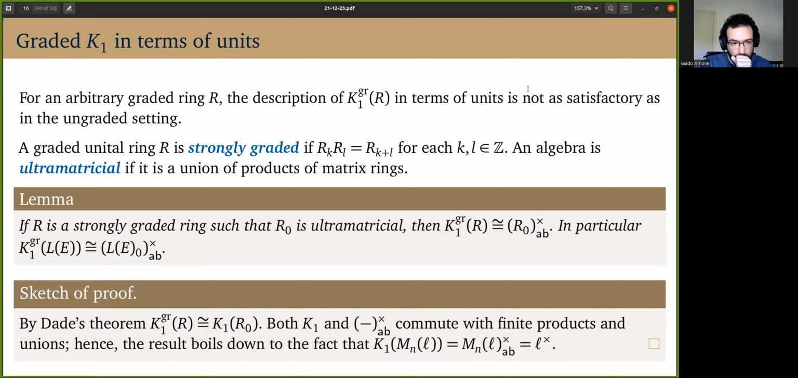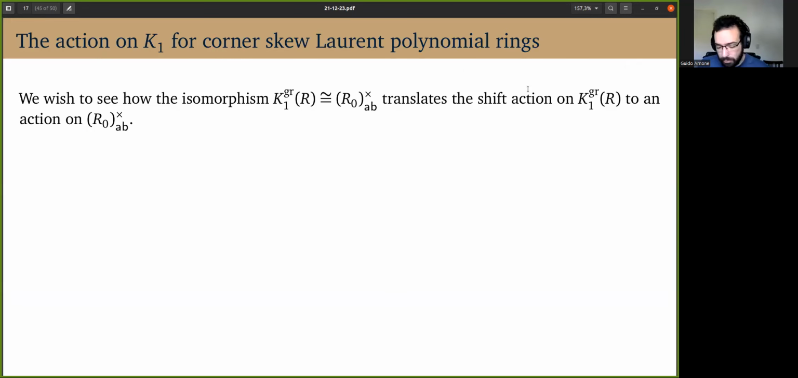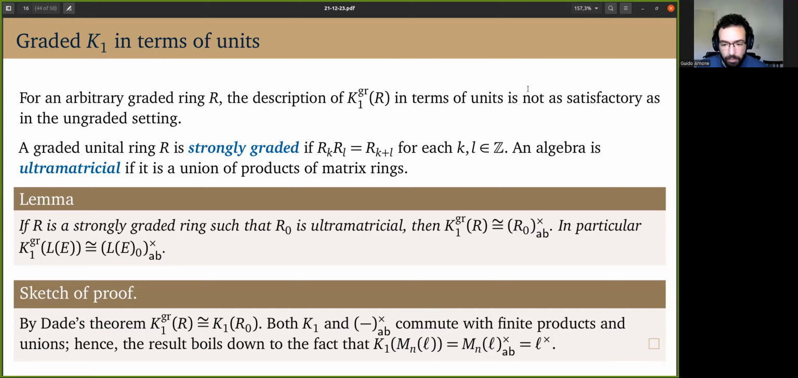Okay, but now this is a group, right? I mean, let me go back for a second. This isomorphism tells you this group is isomorphic to this other. But we also want to understand the action. At the end of the day, the action will come out.